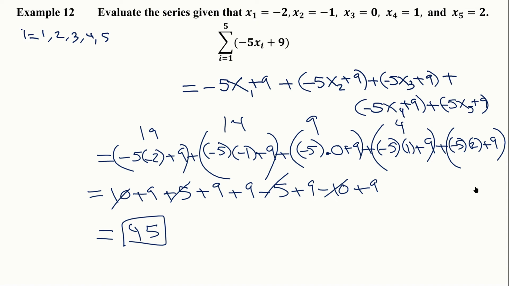The last one would be what? Negative 5 times 2 is negative 10 plus 9 is negative 1. And then you can just add those. You'll get the same thing. Okay? There we go. All right, the next thing we want to do is learn about some summation properties and then some summation rules. So let's go ahead and start with properties.